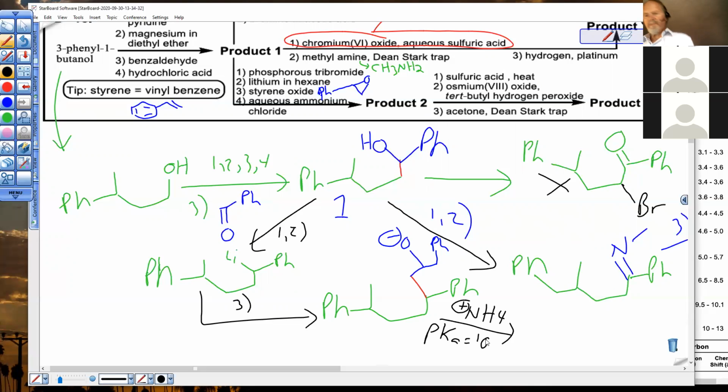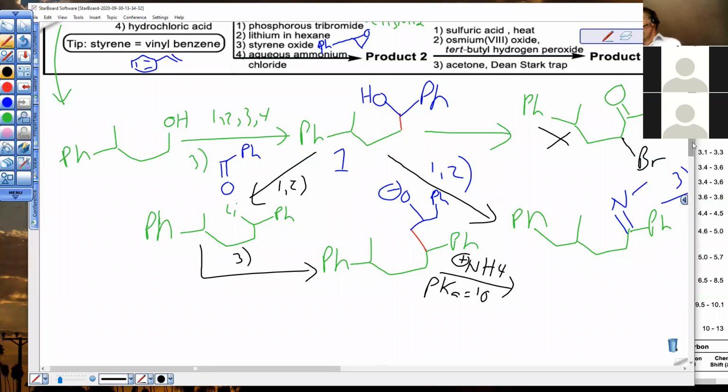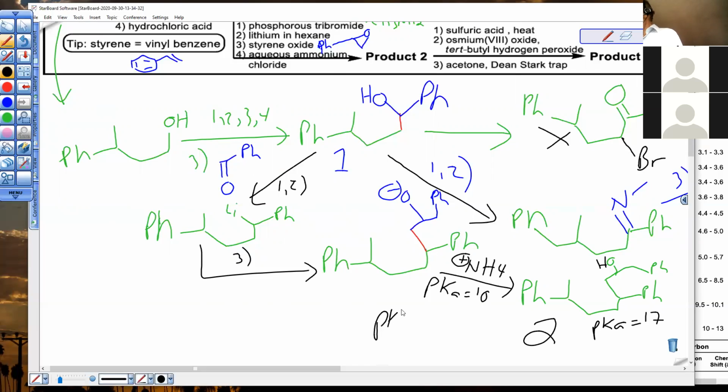And product 2. Whoa, we're going to finish barely. Product 2. We have the conjugate base of an alcohol is going to become an alcohol. CH2COH. pKa equals 17. And pKeq, 10 minus 17 equals -7.